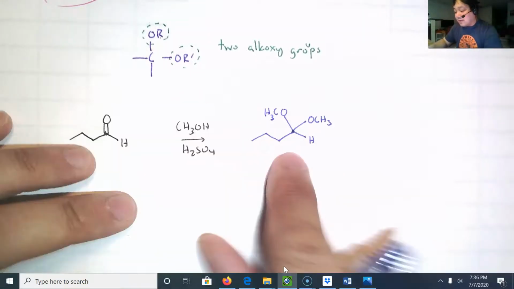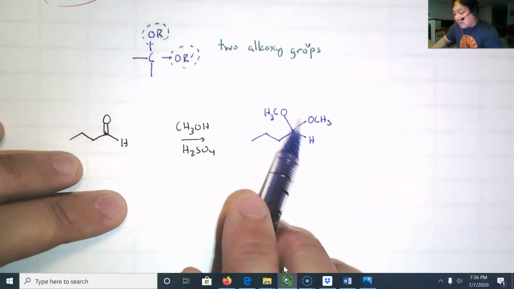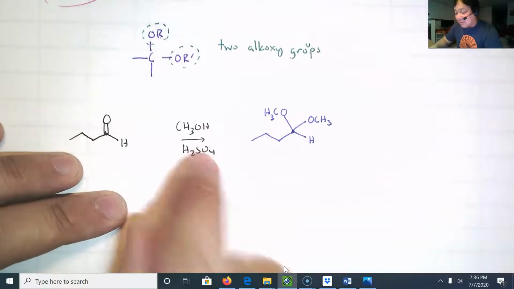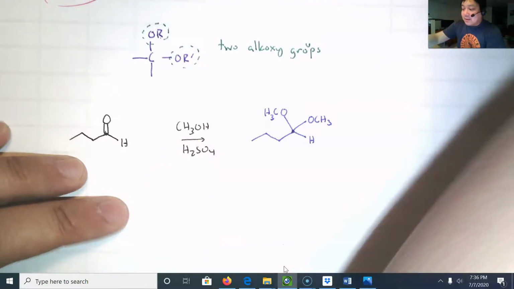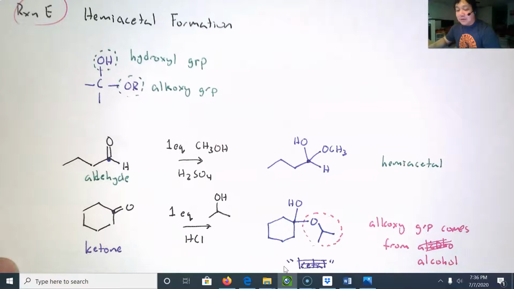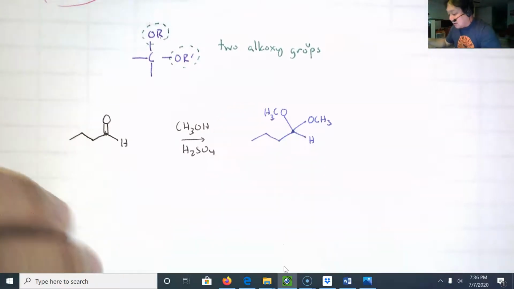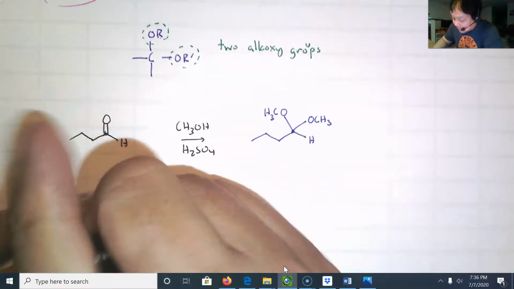I'm not worried about how to name these molecules. Just understand that both of these methoxy groups came from the alcohol. A common theme: the alkoxy group comes from the alcohol. Now, if you want two different R groups, you're going to have to make the hemiacetal.